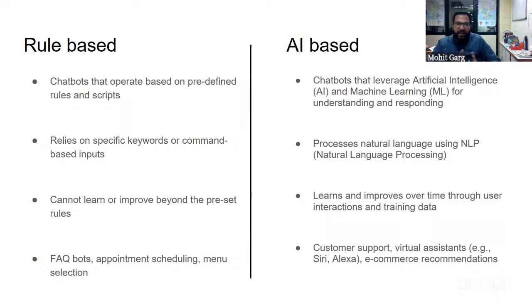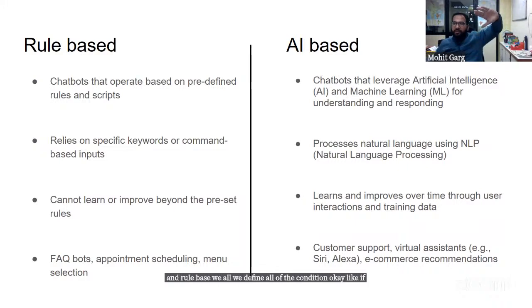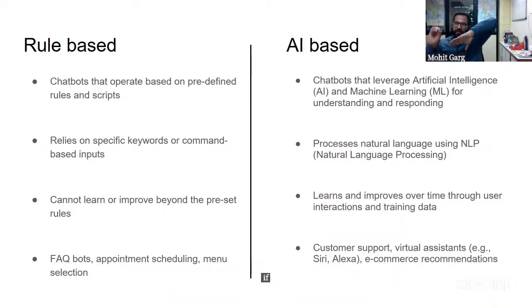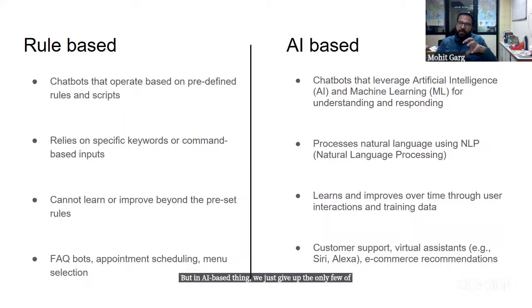If we categorize these two kinds of chatbots, in rule-based, we define all of the conditions. If a faculty member comes, he has to be responded to in this way. If a research scholar comes, we need to respond like this. If a PG student comes, we respond like this. But in the AI-based approach, we give only a few scripts. We don't plan the whole conversation, because we don't know what different queries a user may come up with.